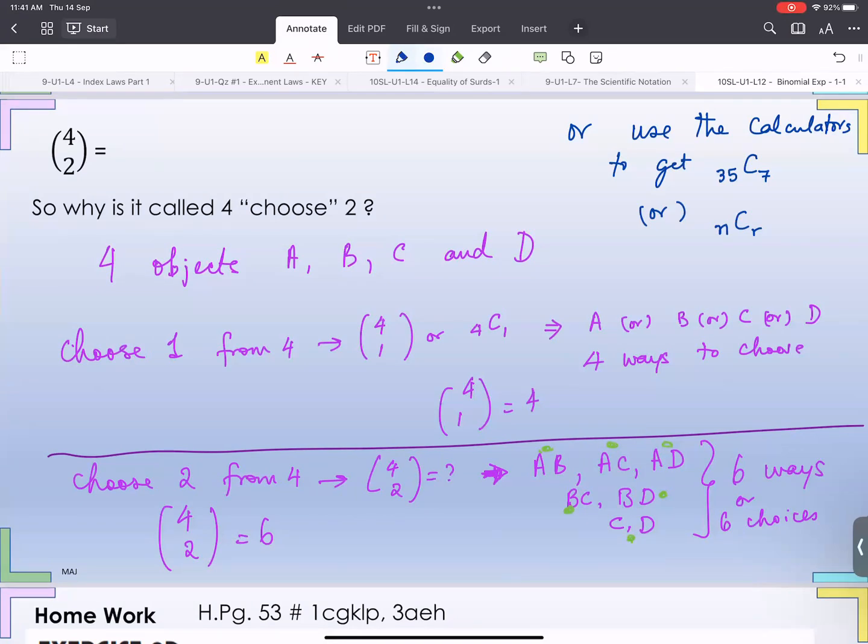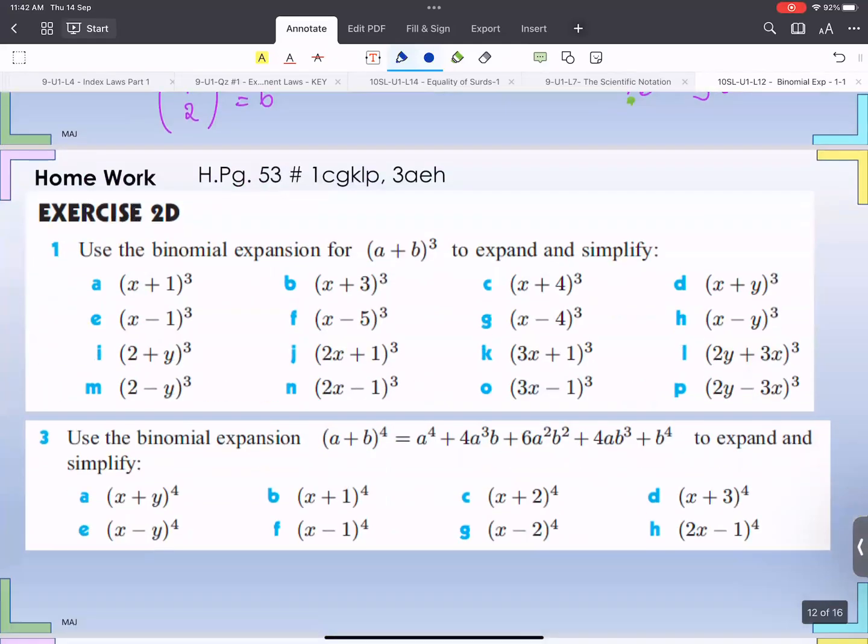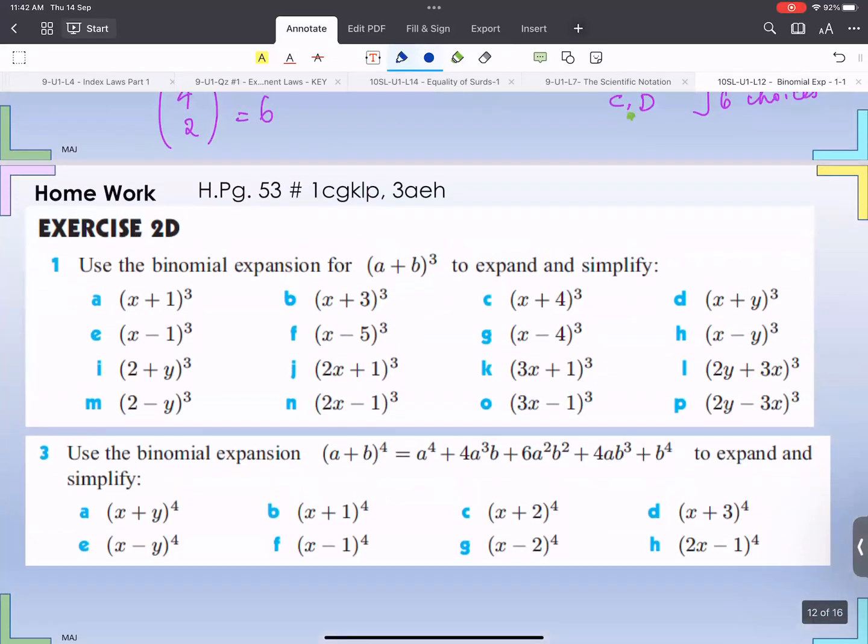And I think that is quite incredible that you can have objects and figure out how many different ways to choose 2 objects from 4 or 3 objects out of 4. And somehow that ties into Pascal's triangle. Isn't that incredible? I think it is. All right, so you can do your homework, and that's the end of this lesson.